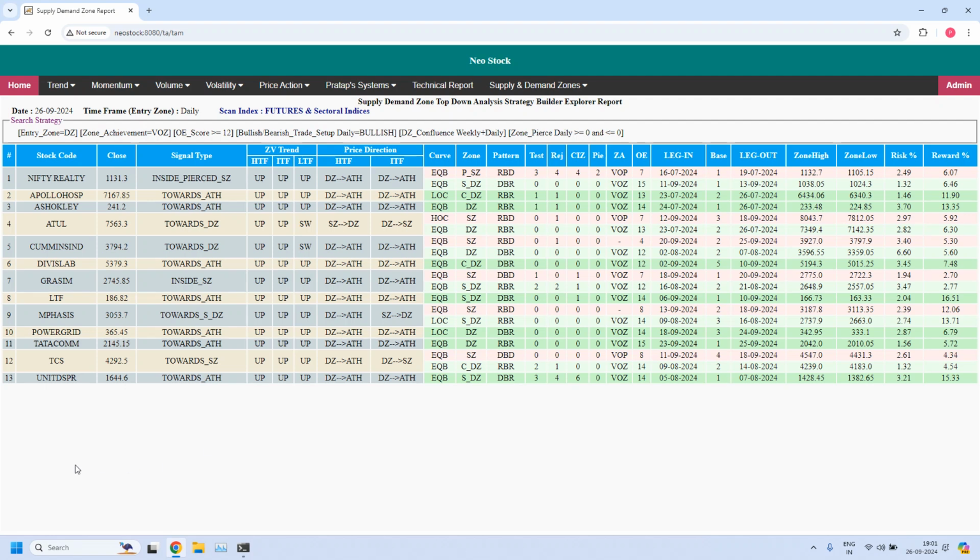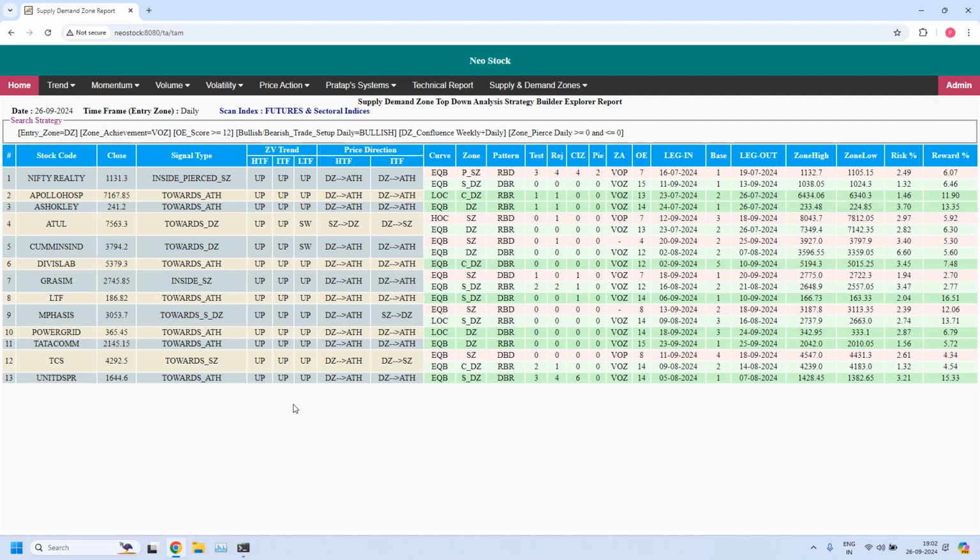Let's filter. So out of 21, 13 stocks are having ITF confluence. All daily zones are part of these 13 weekly zones. But weekly trend is uptrend. Because weekly trend is uptrend, to further improve the probability, let's verify if any of these zones are having weekly EMA confluence.